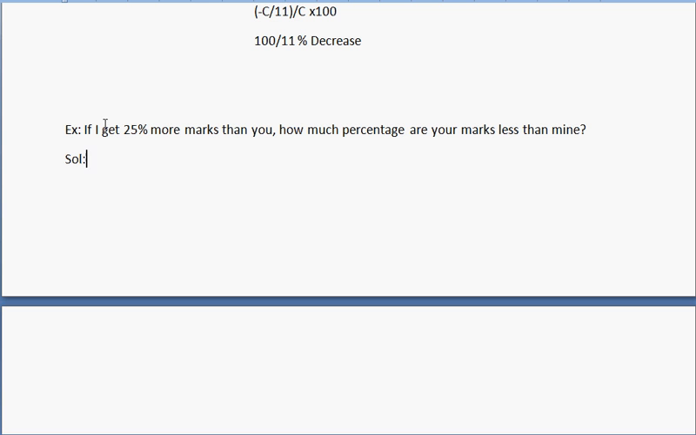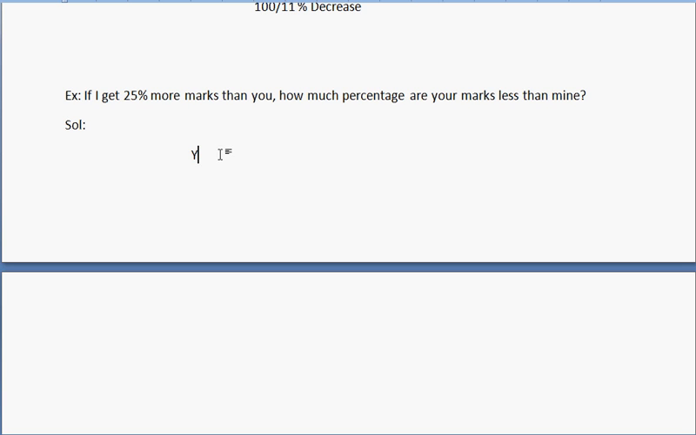Now let's do it. When I say I got 25% more than yours, right? So now I am taking your marks as the base to calculate my marks, right? Your marks are the base for my marks. So if your marks are, let's say Y, my marks would be 25% more than Y, which means my marks would be 1.25 times your marks.